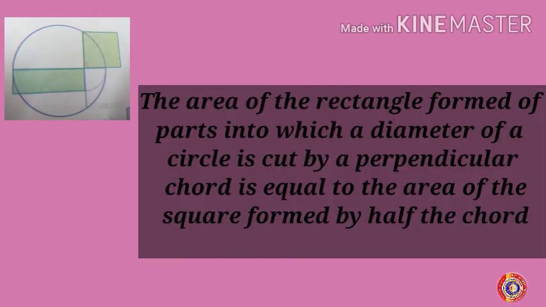Next, the area of the rectangle formed by the parts into which a diameter of a circle is cut by a perpendicular chord is equal to the area of the square formed by half the chord. Okay. Using this principle, we have to do the construction questions.